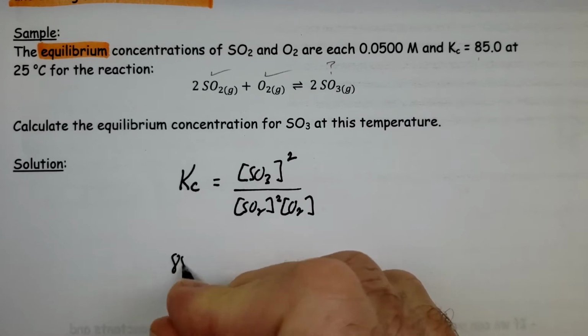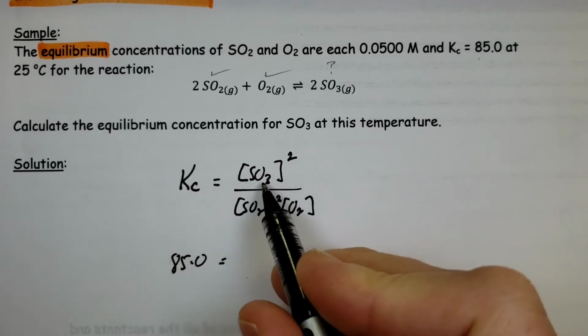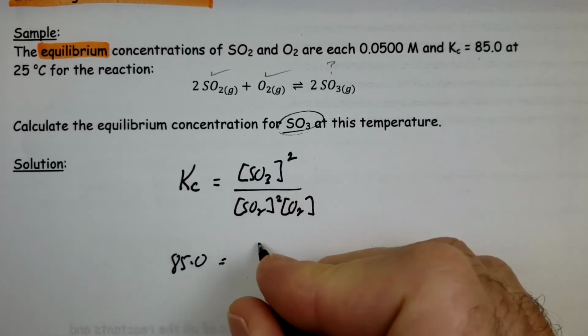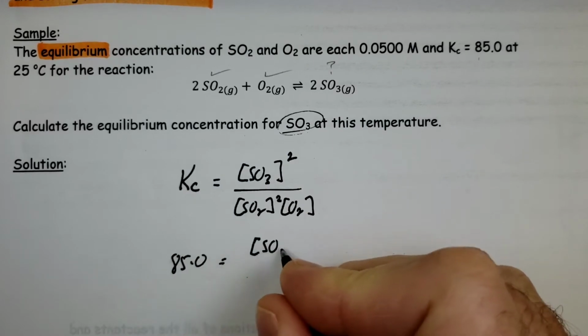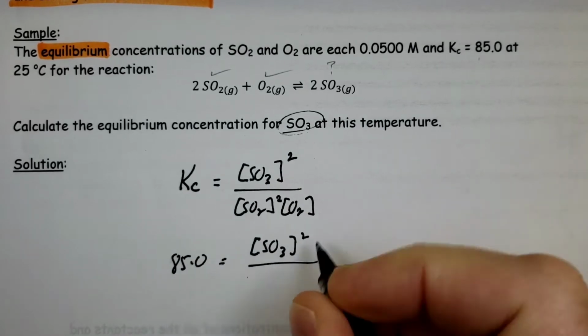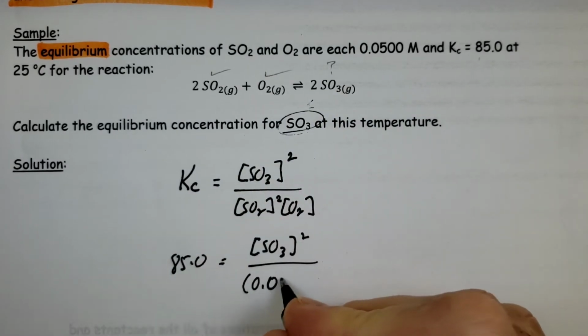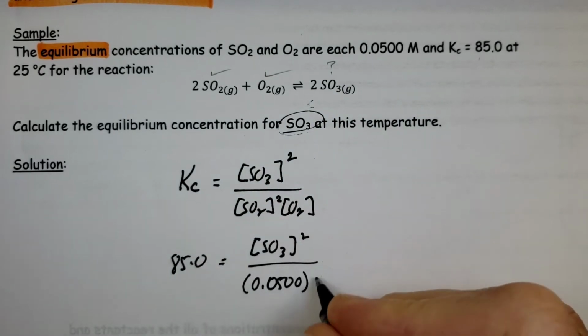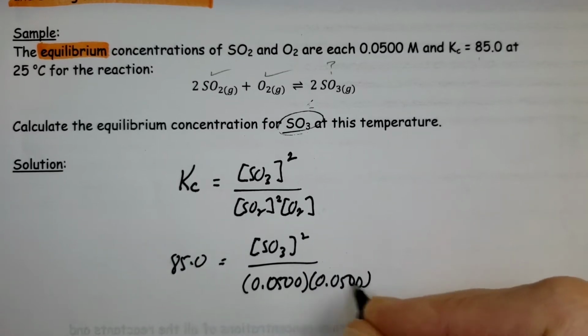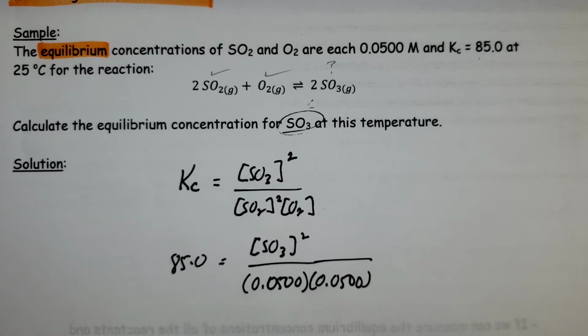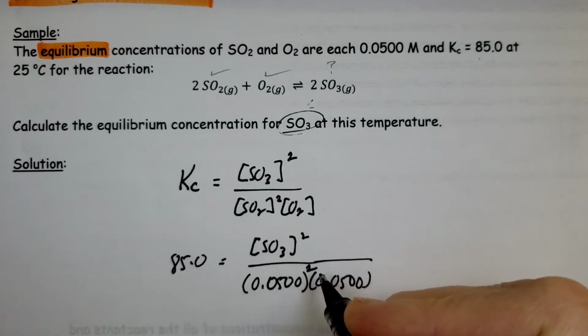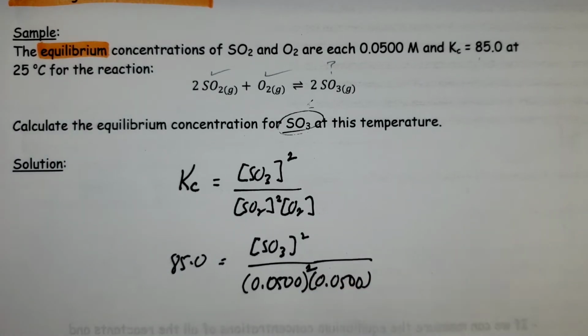Kc, we know, is 85.0. SO3 is what we're asked to find. And each of the SO2 and the O2, we are told, are each 0.0500, and the SO2 is squared. Good. Now we're looking for the numerator.